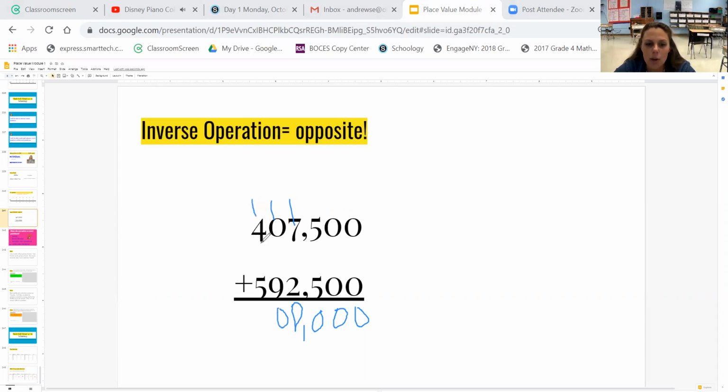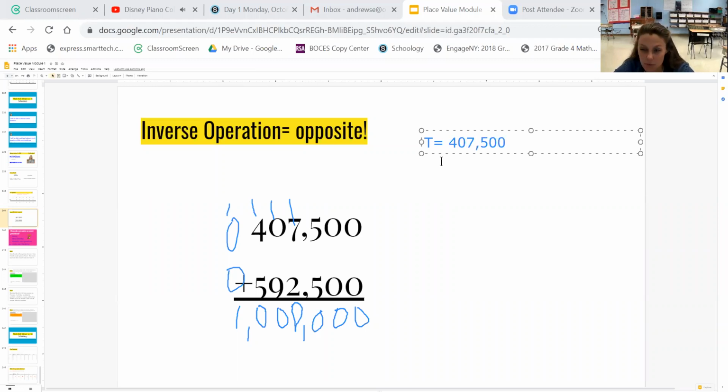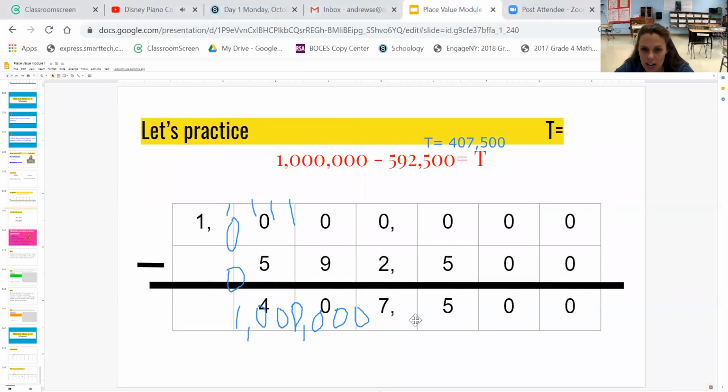Regroup. 4 plus 1 is 5, 5 plus 5 is 10. There's a 0 here and there's a 0 here. So 1 plus 0 plus 0 is 1. So it equals 1 million. Therefore, I know for my value of t, it is correct that it is 407,500. Remember, this answer, this right here was our answer.